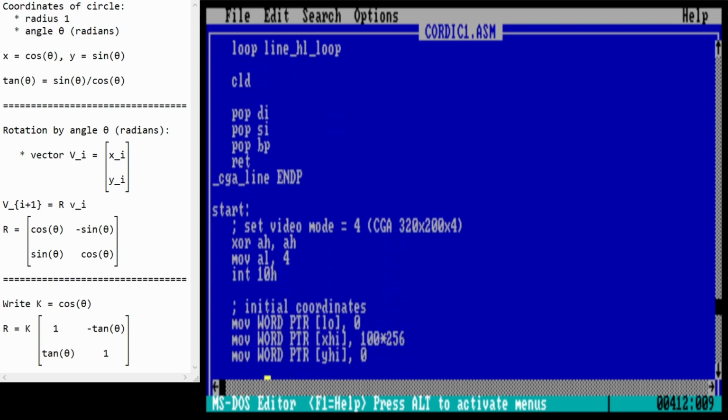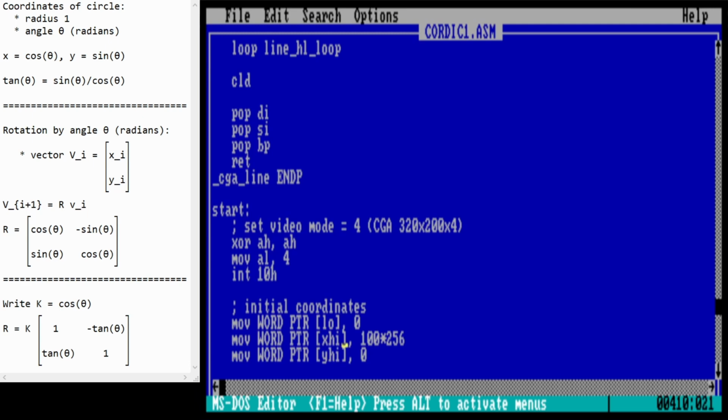So first of all, it goes into CGA mode 4, of course, and then I'm going to set up the initial coordinates of my line. Now, from the point of view of CORDIC, one end of the line is just going to be the origin. It's not going to change at all. It's fixed. And it's the other end of the line that we're going to rotate about the origin using CORDIC. So it's the coordinates of that endpoint that I need to put into these global variables that CORDIC operates on.